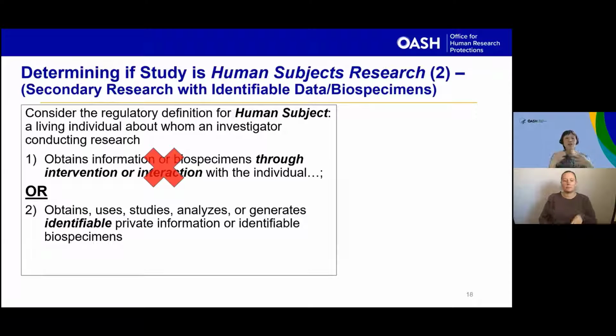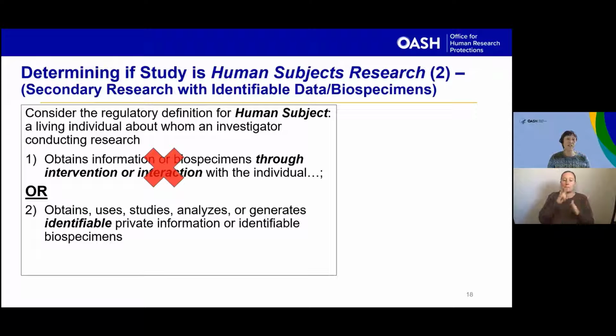So I already said there are 2 parts to this definition for human subjects. So this is the other part. Let's say it doesn't meet the first part. You're not actually, for the purpose of this research, going to do anything directly in terms of interacting with individuals or collecting their stuff. But instead, you may get it from a different source that collected it for other reasons. And I'll go into some of those other reasons in a minute.